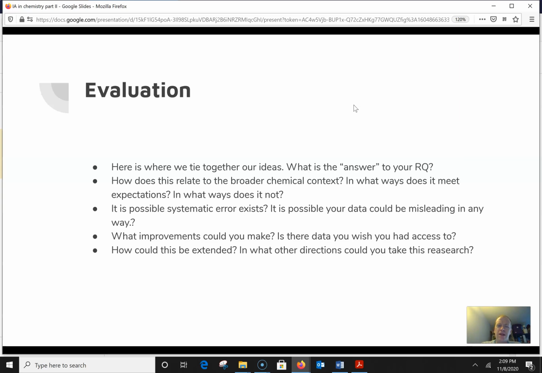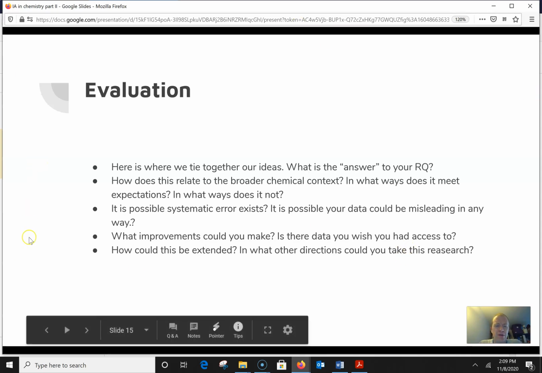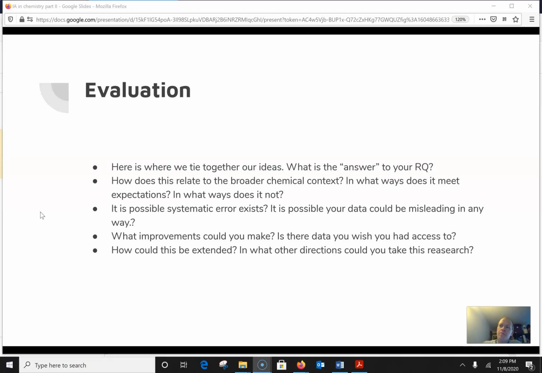Is there any way there's systematic error in here? Now, this is going to be difficult with the database IA to know this for sure. Is there anything that could be misleading about the way the data is presented or gathered? For example, is some of your data not actually experimentally determined, but instead calculated from some theoretical thing? Are there differences from a value that's predicted theoretically to one that was actually collected by experiment? These are all things that you could talk about.